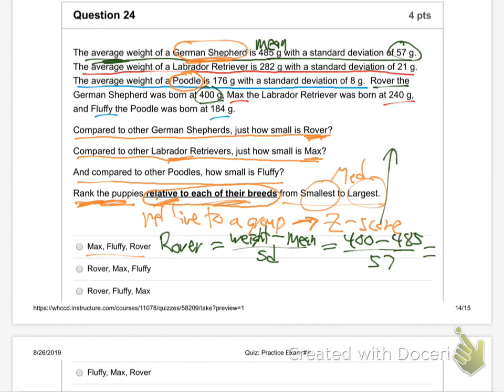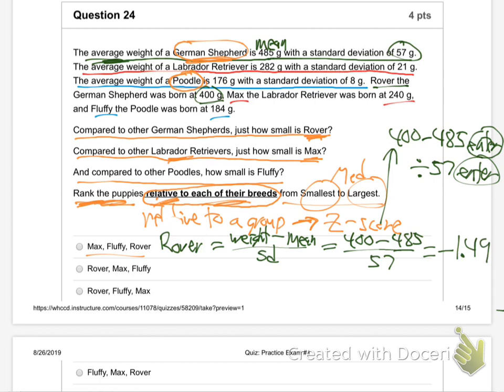Do that in your calculator. Remember, you have to hit enter and then divide by 57 and hit enter again. On my calculator, I'm getting minus 1.49. That's Rover's z-score. That means he's 1.49 standard deviation jumps below the middle. He's negative, so he's below the middle. That is what a z-score is.